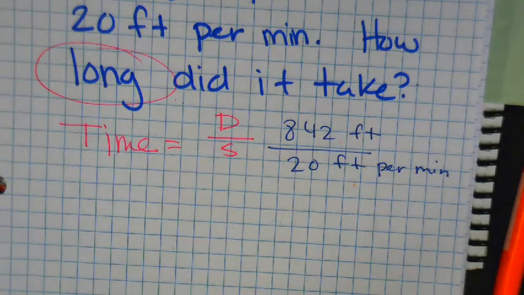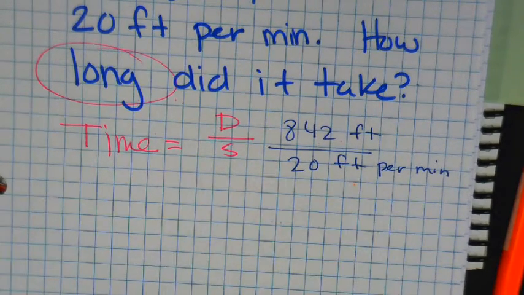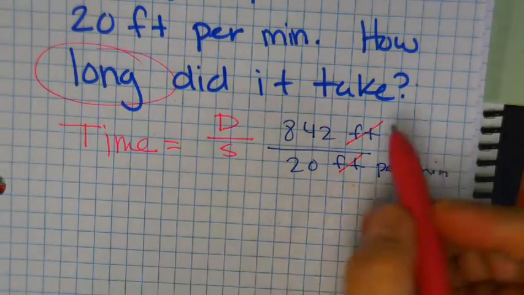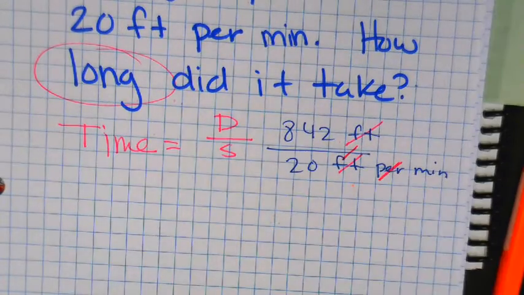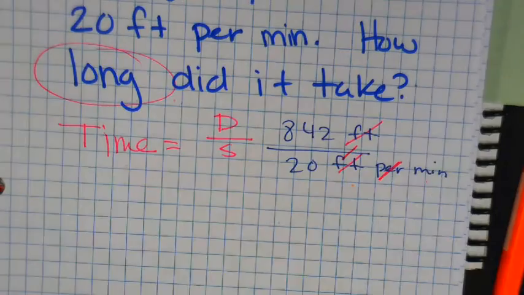Before we do the math, look at your units. What word repeats? Feet. So that's the word I'm going to cross out. The division bar crosses out with the per. So what's left over? That's your units, minutes. If the word repeats, cross it out. What word didn't repeat? Minutes. That is my answer, minutes. Now let's divide.